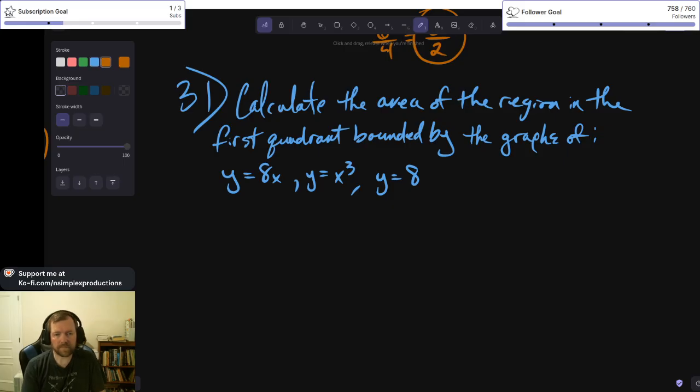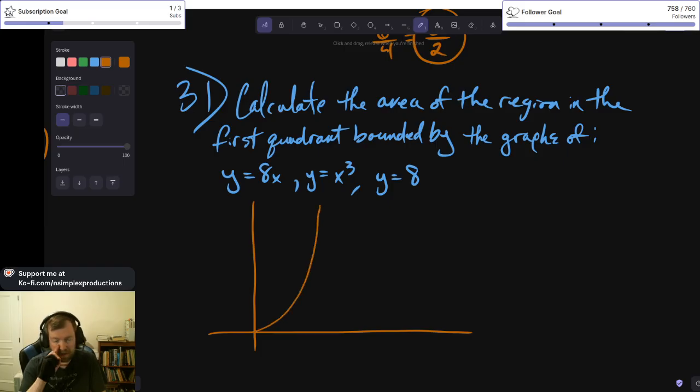Okay. y equals x cubed is going to look, roughly speaking, like this. We know that at 2, we're going to hit y equals 8.